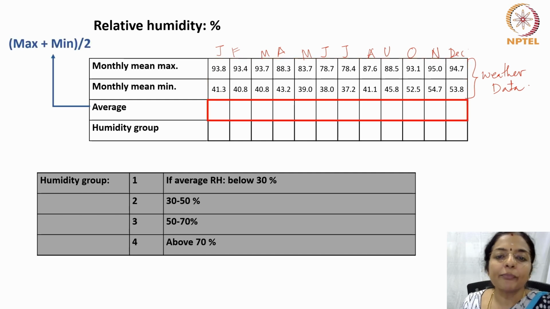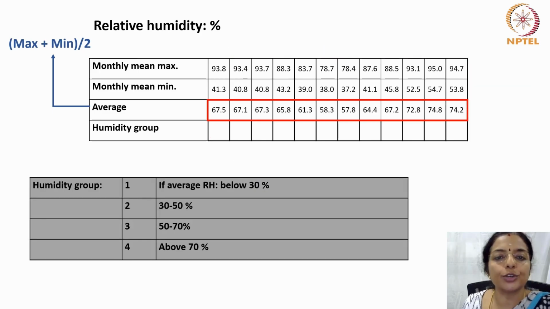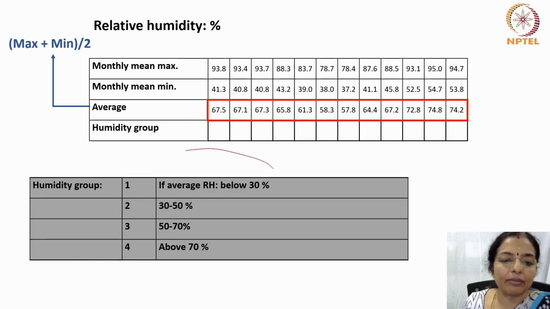After this, you need to enter the average. What would be the average here? The average here would be 93.8 plus 41.3 divided by 2. And like this you do for each of the months, and you will get the average relative humidity. Now look at this table and fill in the humidity group.